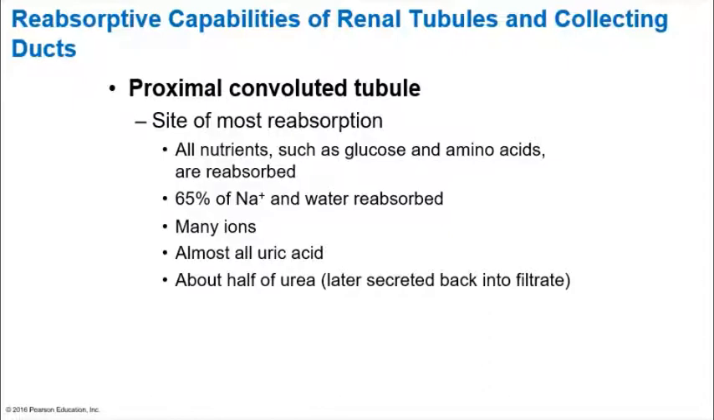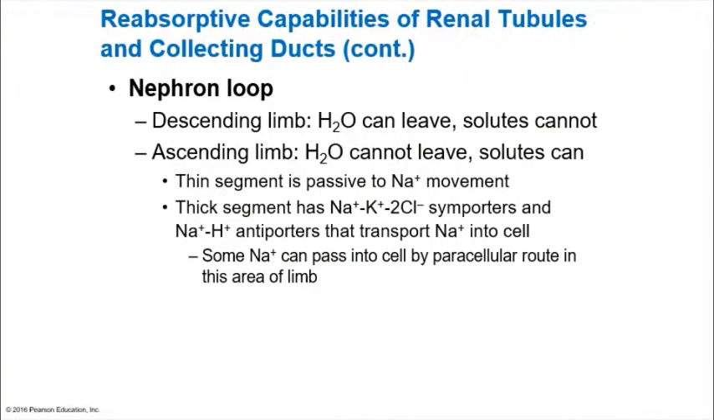In the proximal convoluted tubule, know you're going to reabsorb sodium, water, glucose, amino acids, ions, vitamins, uric acid, and urea. Almost everything gets reabsorbed in the proximal convoluted tubule. And so because of that, there's not that much to reabsorb and secrete in the other parts, which is good. So think almost everything in the proximal convoluted tubule and a few extra things everywhere else.